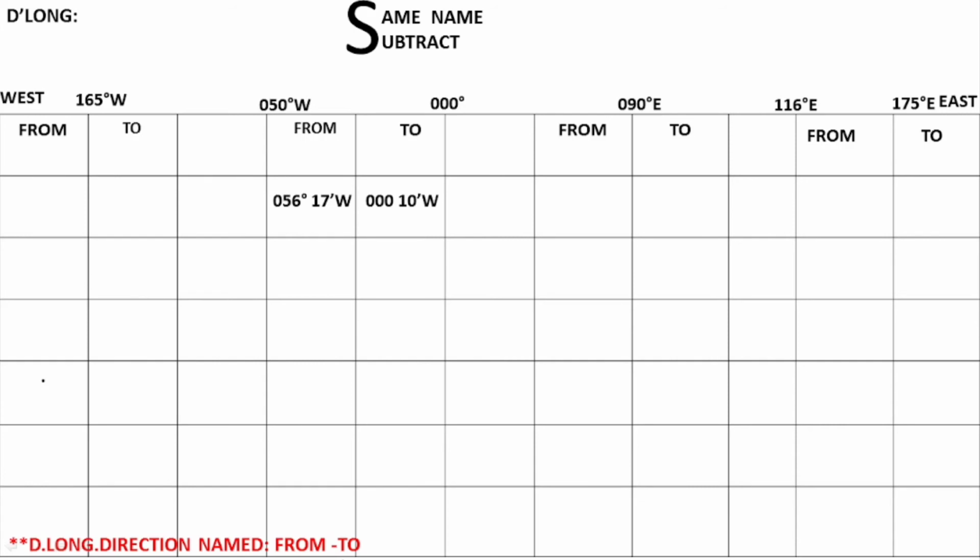Now another example here with the same names. I am going from 156 degrees west to 10 degrees west, 50 to 0. Same name, subtract. Which way am I heading? East. So my D.LONG would be easterly. And that's coming up on top of your screen here. You can see I'm going from 50 degrees, I'm going easterly, so my D.LONG is east.